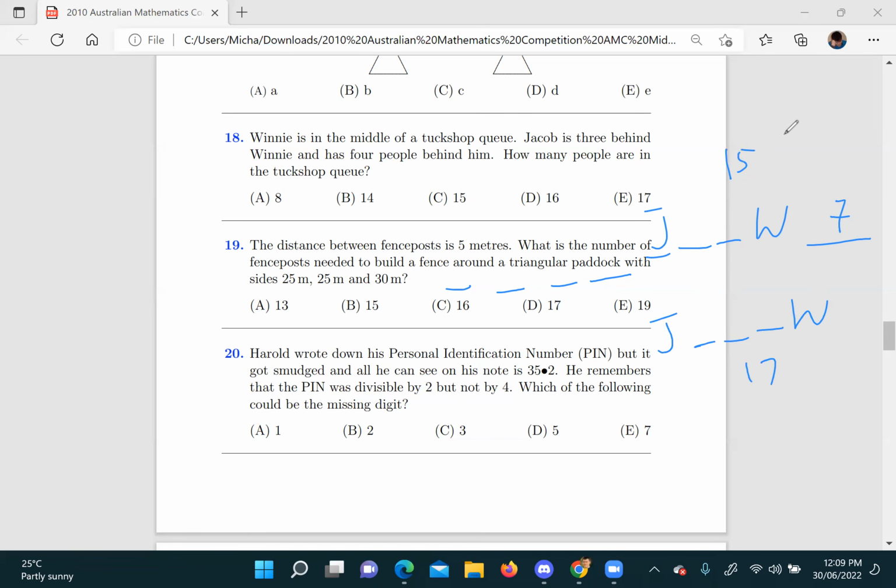It's also English. Okay, and we know the answer is odd. The answer has to be odd because you can't be in the middle if it's even, right? So it has to be 15 or 17, and then 15 or 17 depends on what 3 behind me.